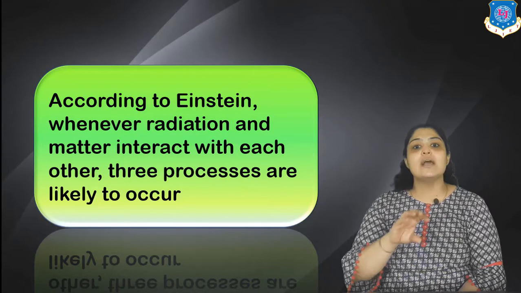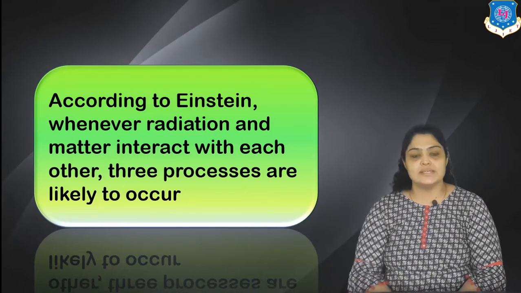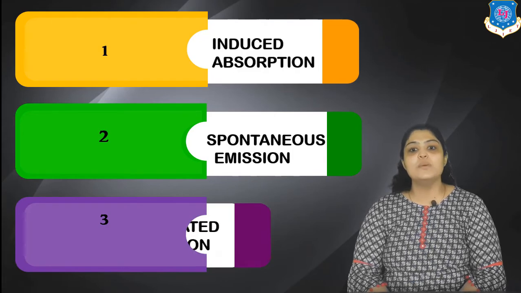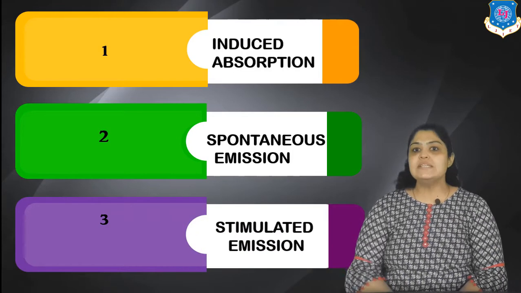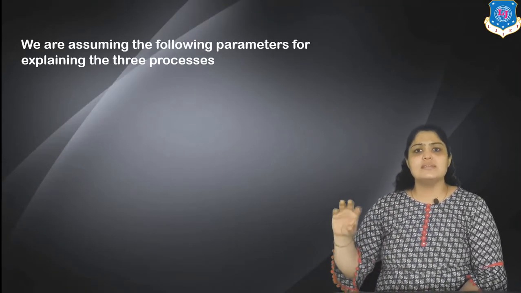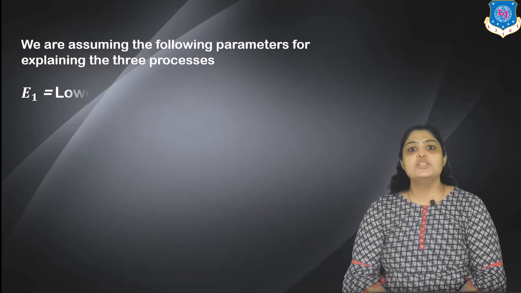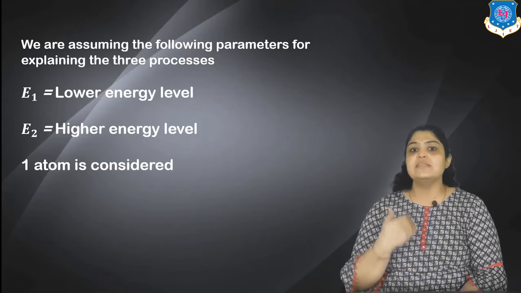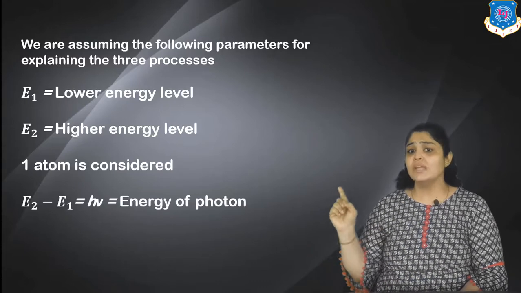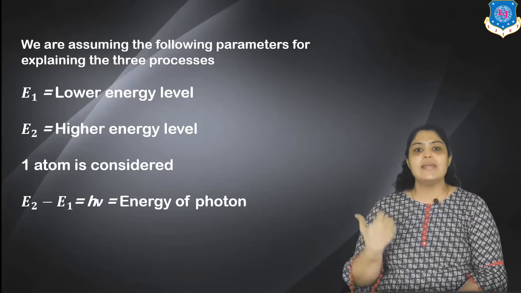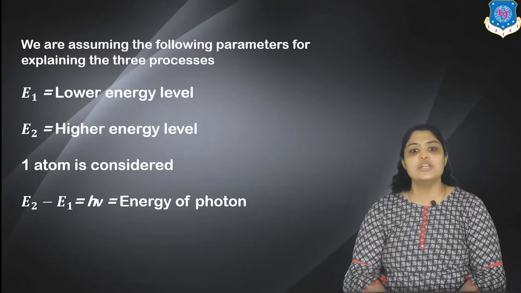Now, according to the basic absorption and emission, Einstein proposed three processes. Let's see what are these three processes. The first one is induced absorption, second one is spontaneous emission, and third one is stimulated emission. We'll be seeing all these processes one by one. Now, to explain the three processes, there are some assumptions which are important. So, I'll be assuming E1 as the lower energy level, E2 as the higher energy level. To explain the processes, I'll consider only one atom and the difference of these two energy levels, that is higher minus lower, is equals to h nu, and h nu is generally denoted for energy of photon.